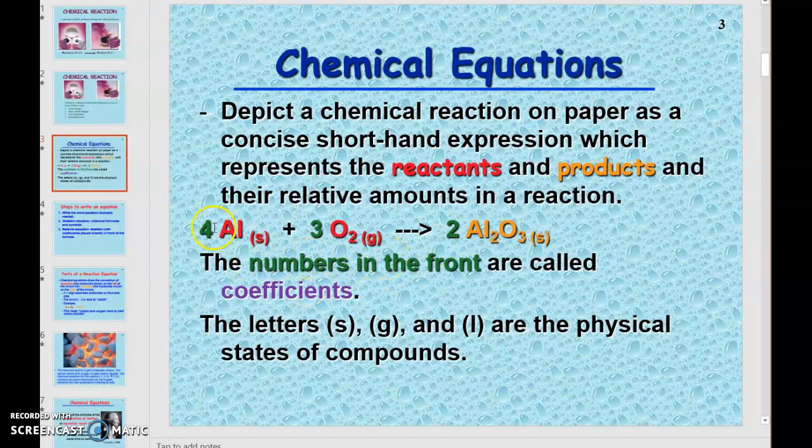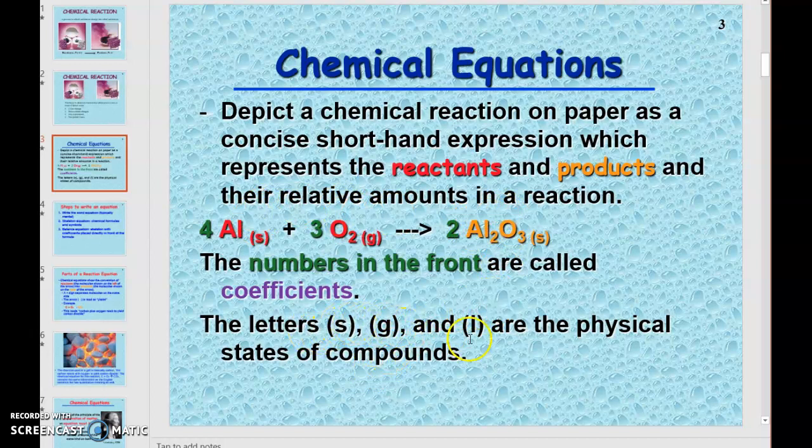So the numbers in front in green are the coefficients. Just like in math, that's a multiplier that tells you how many of the thing that follows. So this says 4 aluminums, 3 O2s, which would be 6 total oxygen atoms, and then that makes 2 aluminum oxides, and in this aluminum oxide there would be 2 aluminum atoms times the coefficient of 2 makes 4 aluminum atoms, and 3 oxygen atoms times 2 makes a total of 6 oxygen atoms. So you might notice that there's the same number of atoms of aluminum and oxygen in the reactant side and in the product side, and that's going to be important for balancing equations later.